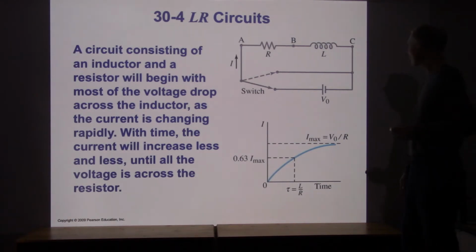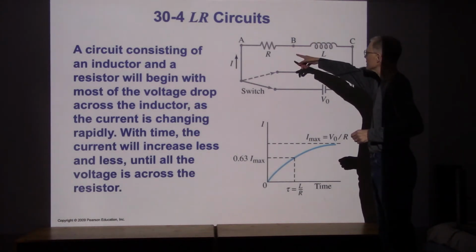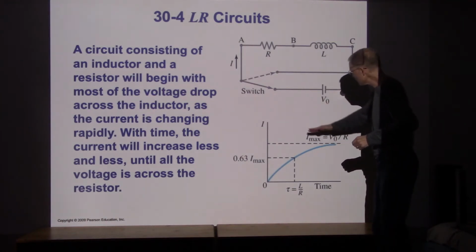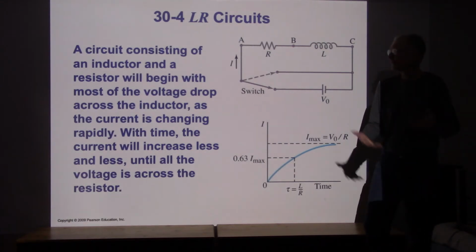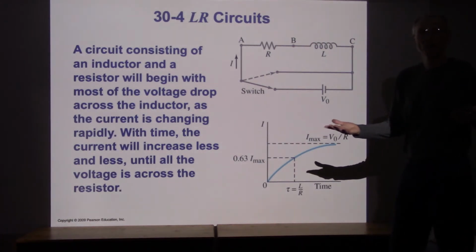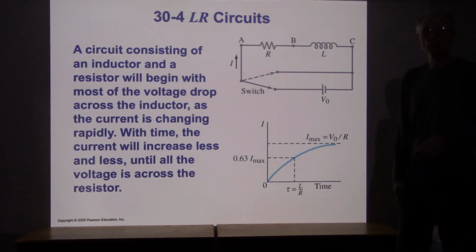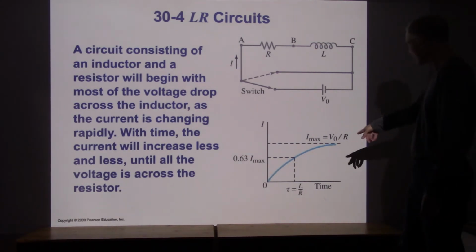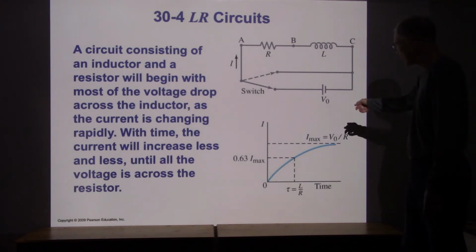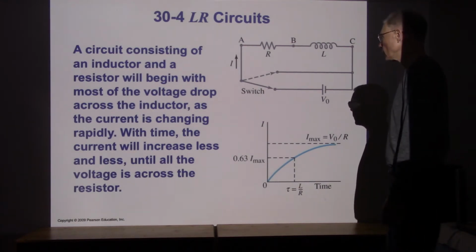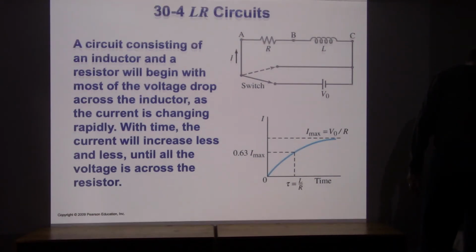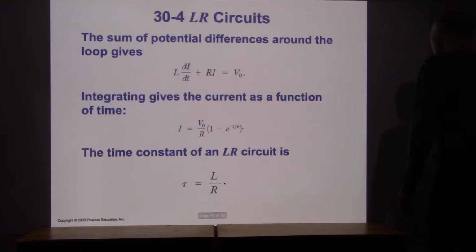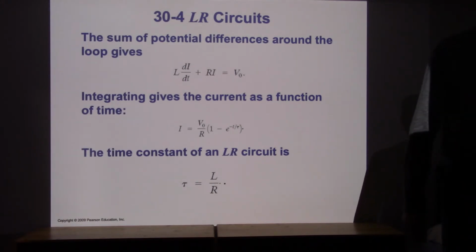The reason for that is, if I put lots of resistance in the circuit, that means the Imax asymptotic value is going to be lower. If the value I'm eventually trying to reach is much lower, that also is going to take less time. So the time constant depends on L over R, and that will determine how rapidly the current builds up in this circuit. So here are the formulas for this.